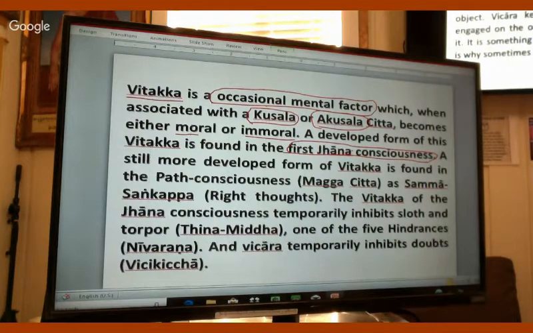So in the first jhana, Vitaka power is a little bit higher than in sense sphere consciousness. Sense sphere consciousness, kusala and akusala, works with Vitaka, but that power is not too strong. In the first jhana, fine material sphere consciousness, it is more powerful. Yes, Vitaka is more powerful. A still more developed form of the Vitaka is found in the path consciousness, Magga Chitta.